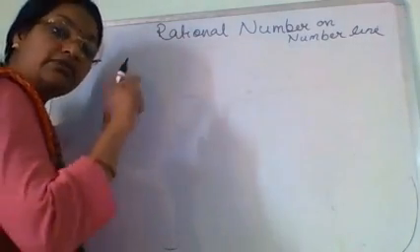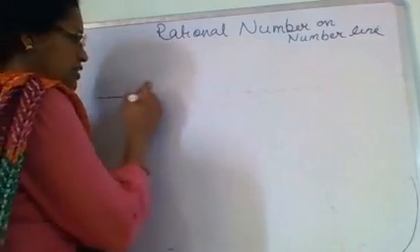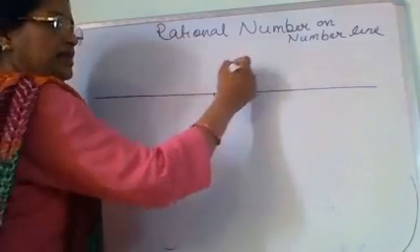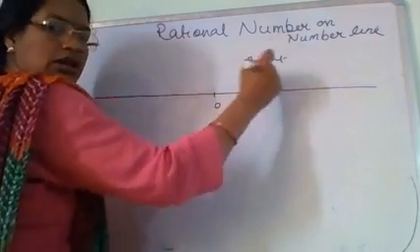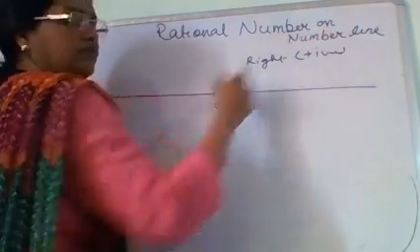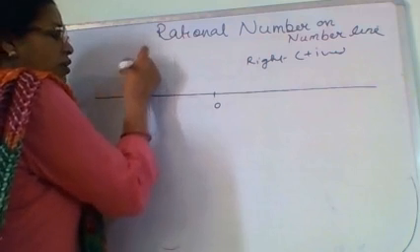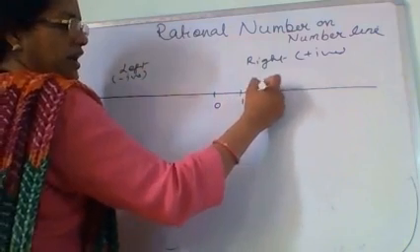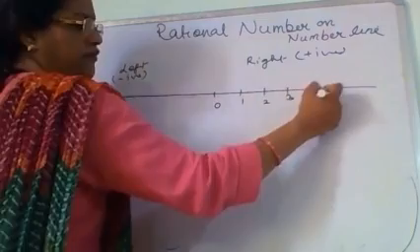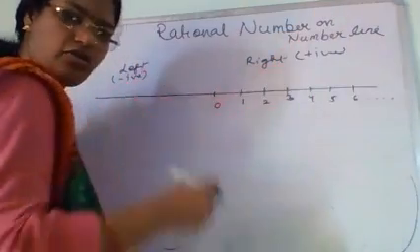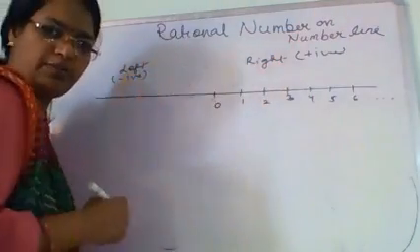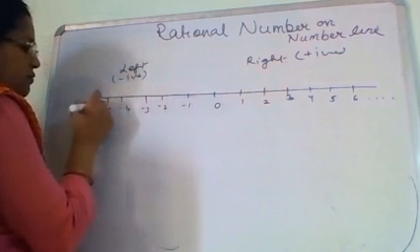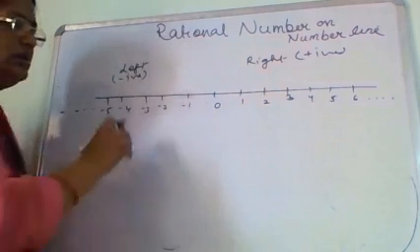Before that, I want to go through the representation of integers on the number line. This is my real line. In the middle, I will mark 0. On the right-hand side, I make all the positive numbers. And on the left, we will make all the negative numbers. So all positive integers are on the right-hand side of 0: 1, 2, 3, 4, 5, 6, and so many numbers, as much as there is space in your copy. Minus 1, minus 2, minus 3, minus 4, minus 5, and so on. Right? This is about integers.